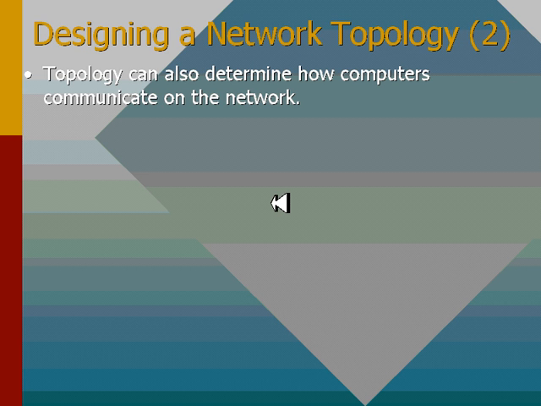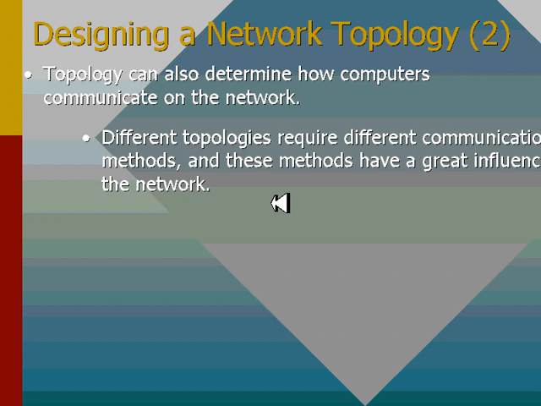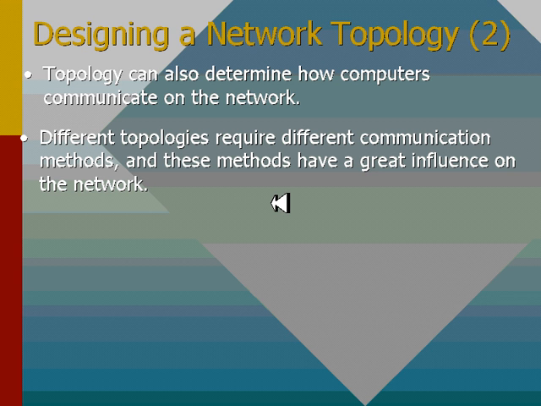Topology can also determine how computers communicate on the network. Different topologies require different communication methods, and this method has a great influence on the network.